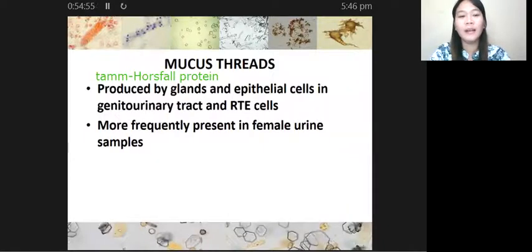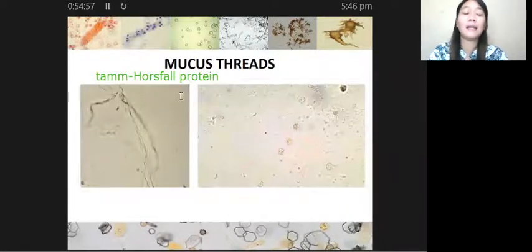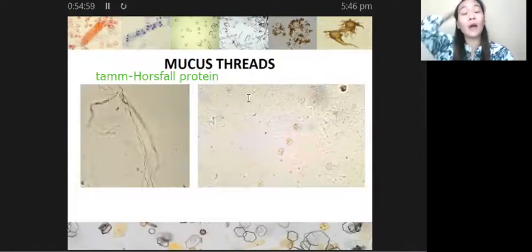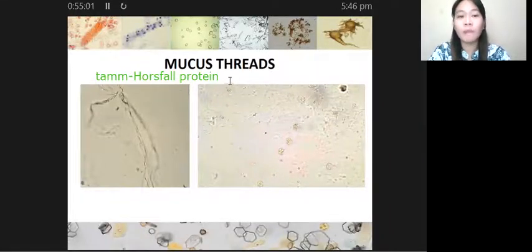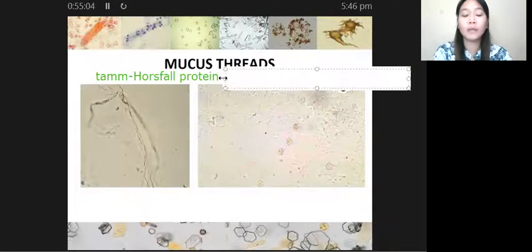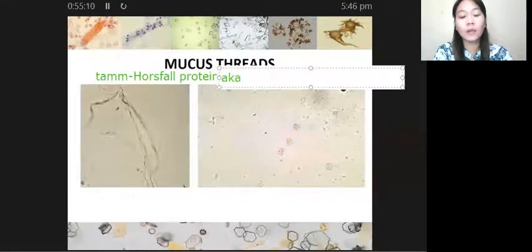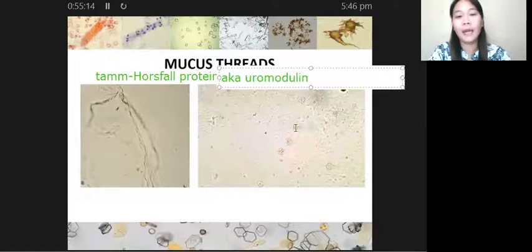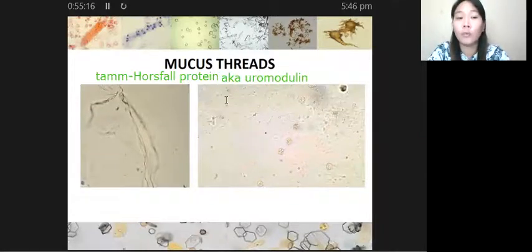Bakit small? Okay, capital yan ha. That is the constituent that is present in our mucus threads. We have your Tamm-Horsfall protein. So take note that your Tamm-Horsfall protein is otherwise referred to as your uromodulin.